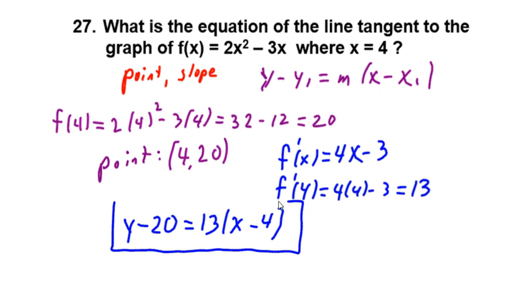That's point slope form. We could add 20 and get this in slope intercept form. I think it's going to be 4 times 13 is 52, so that'll be negative 52 plus 20. Anyway, I think it's going to be 13x minus 32.